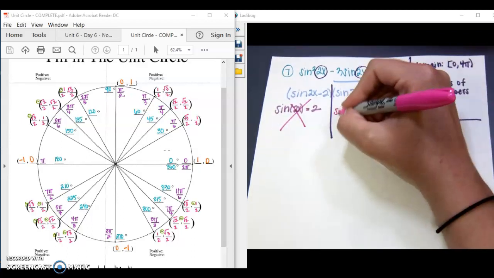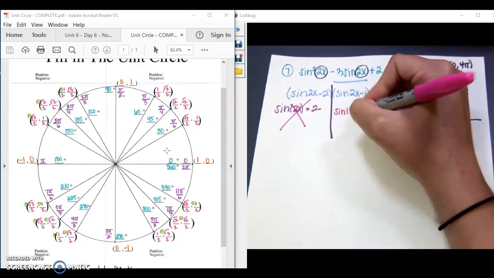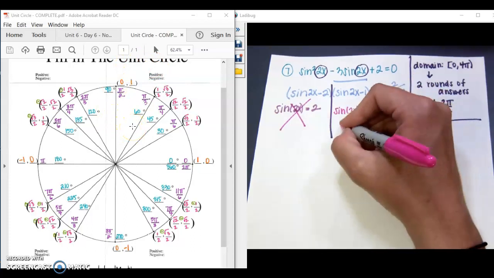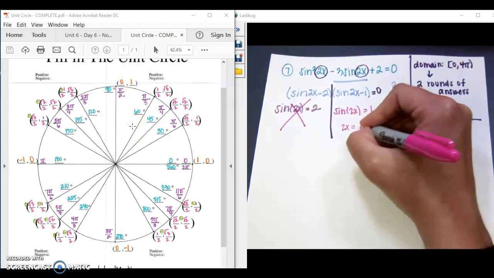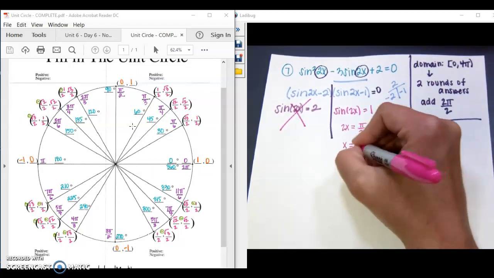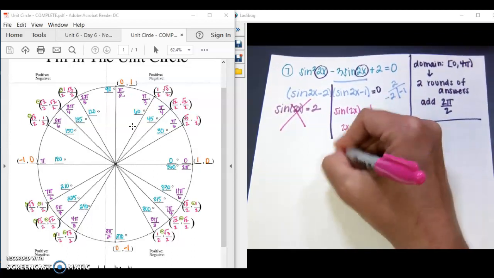So then over here it says sine of 2x, if we add the 1 over, equals 1. So we're trying to find where on the unit circle the y value is equal to 1. Well, that happens at pi over 2. So we're going to say 2x equals pi over 2. So if we divide by 2, we're going to have x equals pi over 4.